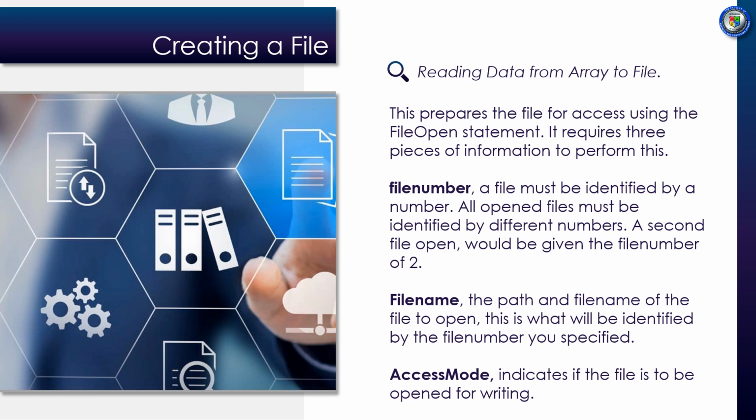When writing data from an array to a file, we must prepare the file for access using the file open statement. And again, this requires three pieces of information. The file number: that file must be identified by a number. All open files must be identified by different, unique numbers, and a second open file would be given the file number 2. We'd also need the file name, the path and file name of the file to open, which would be identified by your file number, and the access mode, which indicates if the file is to be opened for writing.